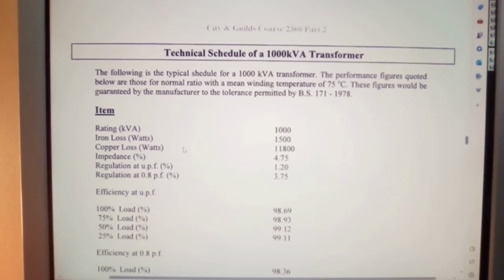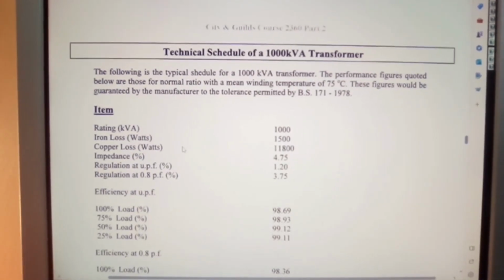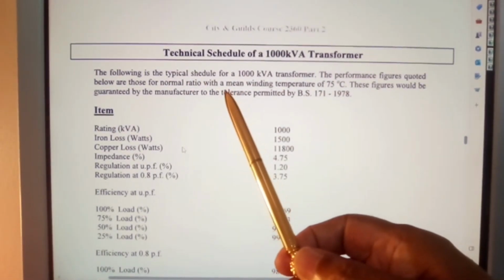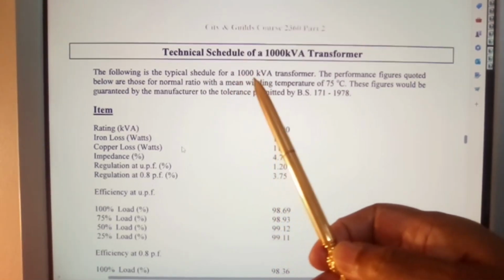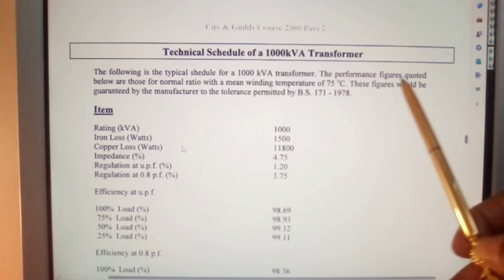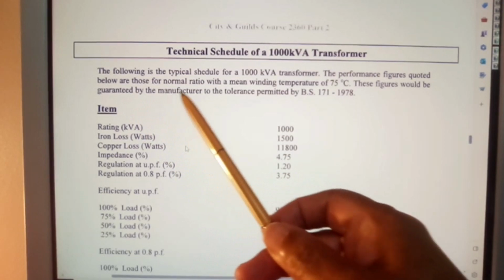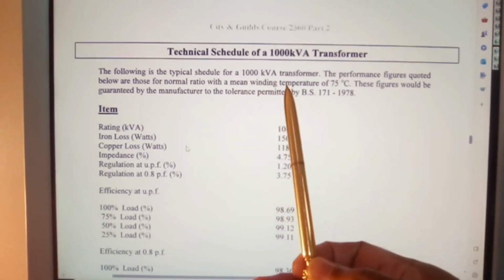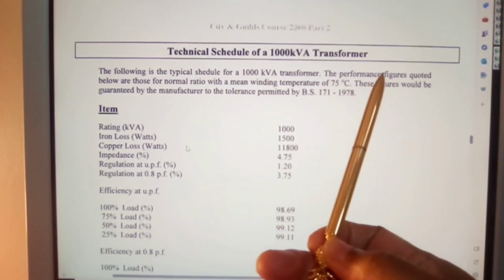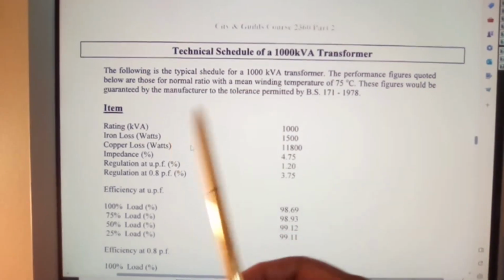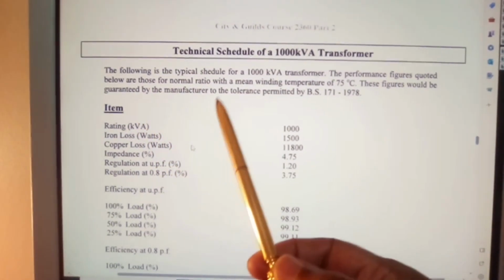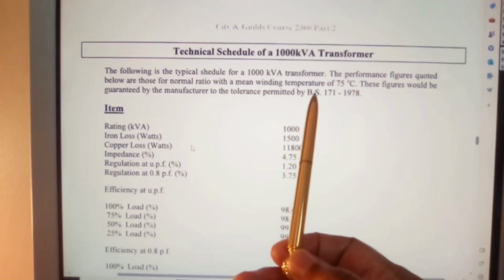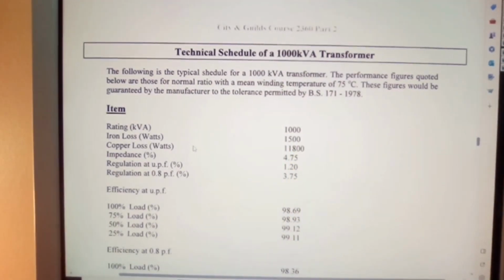This is just the technical data. The following is a typical schedule for a 100 kilovolt amp transformer. The performance figures quoted below are those for normal ratio with a mean winding temperature of 75 degrees Celsius. These figures would be guaranteed by the manufacturer to the tolerance permitted by BS 171, 1978.